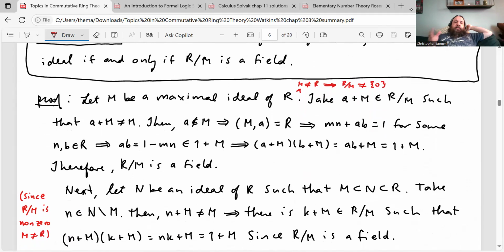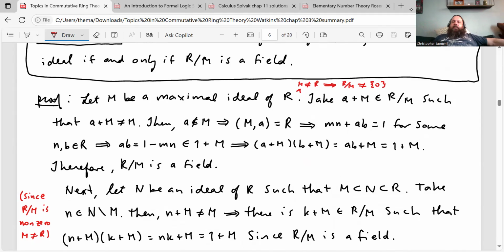So here's my proof. Let M be a maximal ideal of R, and I took it for granted that this is true, but after writing up my proof and reading Watkins' proof, I realized I should probably state this explicitly. So the fact that M is a maximal ideal means it's a proper ideal of R, which means that R mod M is not the zero ring. So just that should be clear from the way that we defined maximal ideals, but I figured I might as well state it explicitly here.